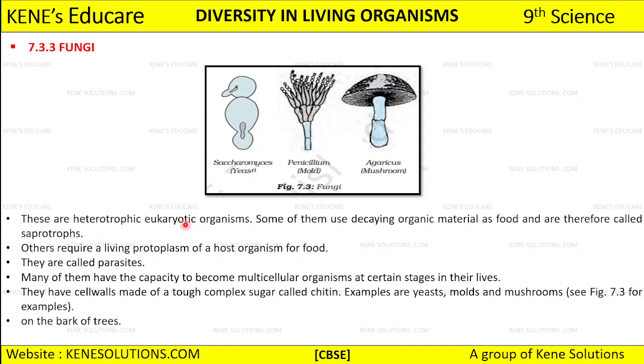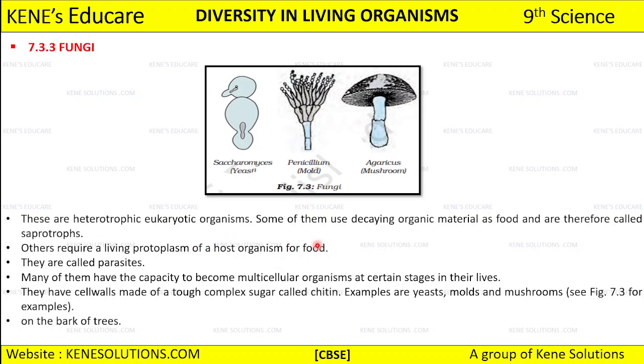Okay, now I gave you the example where I told you that in your Diwali vacation, you had a chapati in your tiffin box and you opened that. So that was the decaying organic material. The chapati was getting spoiled, right, and that is why fungi started growing on it. So some of these fungi require this decaying organic material so that they can grow, and that is why we call these fungi saprotrophs as well. What do we call them? Saprotrophs as well.